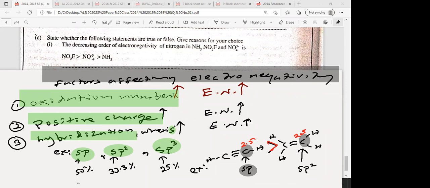Shall I erase this? Anyone still copying down? Are you still writing, or are you done? Okay, I'll erase this. If not, tell me and I'll display it again.